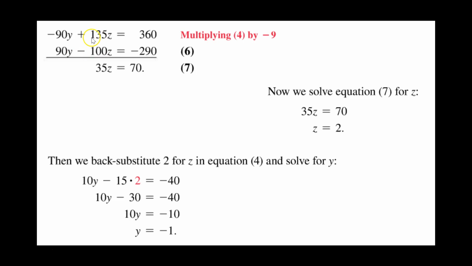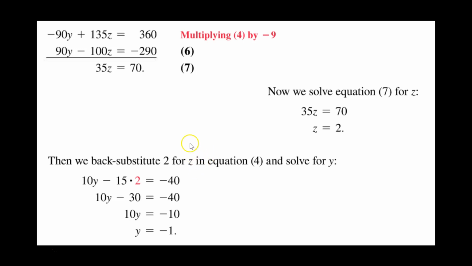If you put in your calculator 135 plus a -100, we get +35. Add these two together, we get 70. And how do we solve for z? Take both sides and divide by what? The 35. So we do that, we get 2. So we did all that work to get one of our answers: z equals 2.